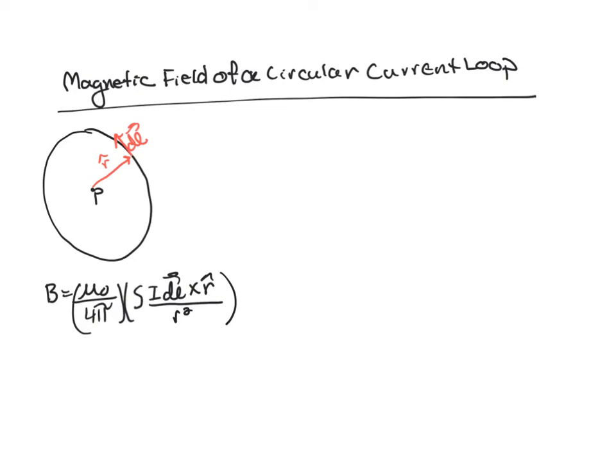Alright, so once again, we are starting with the law of Biot-Savart, and this time instead of for a straight current carrying conductor, we want to do this for a circular loop. And we're specifically finding it at the center of the loop.